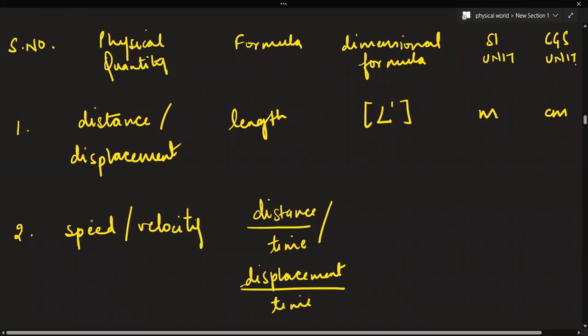So the formula of speed is what? Distance by time, and formula of velocity is displacement by time. Now, how do we write distance? L to the power 1. How do we write time? T to the power 1. So final formula becomes what? L to the power 1, T to the power minus 1.